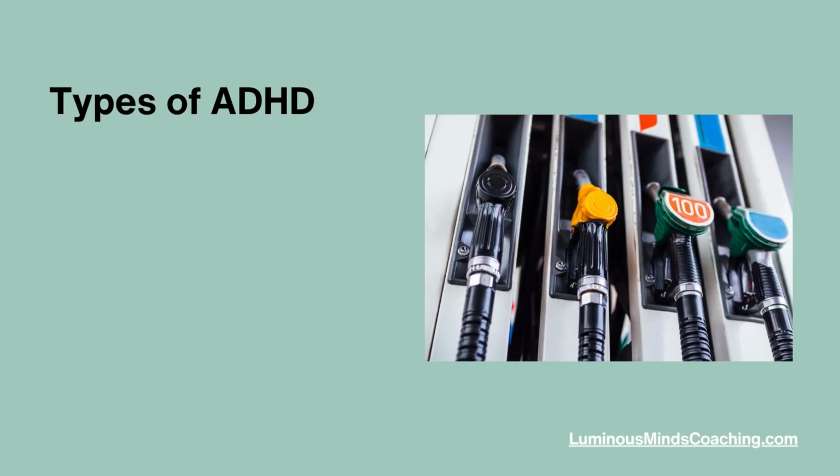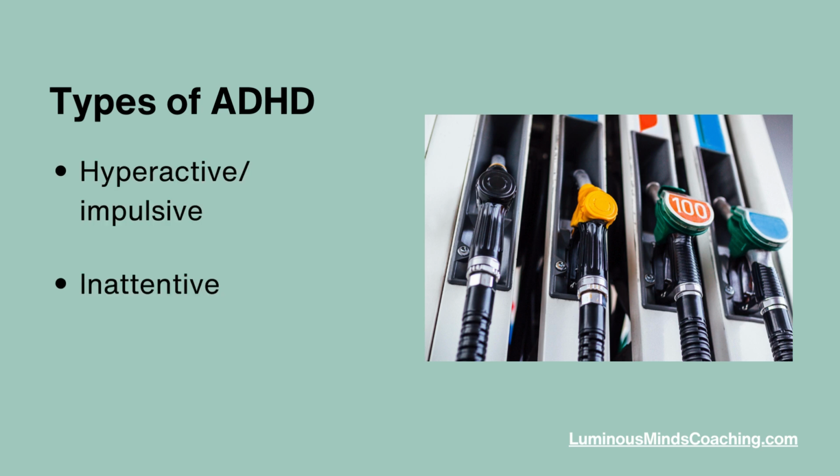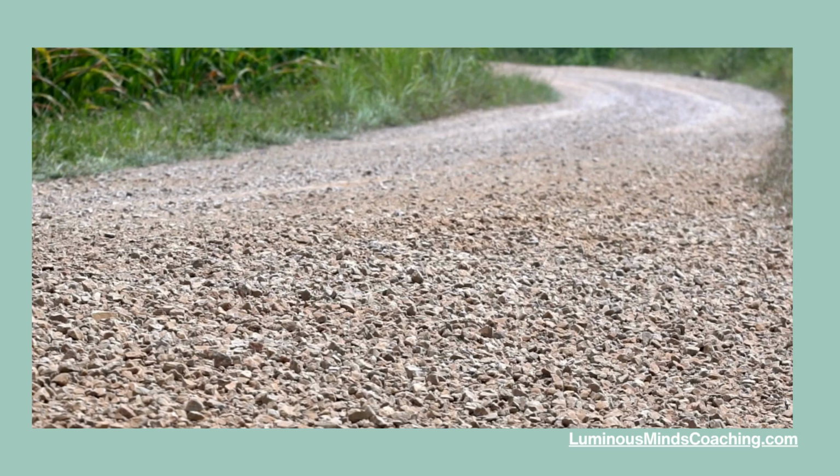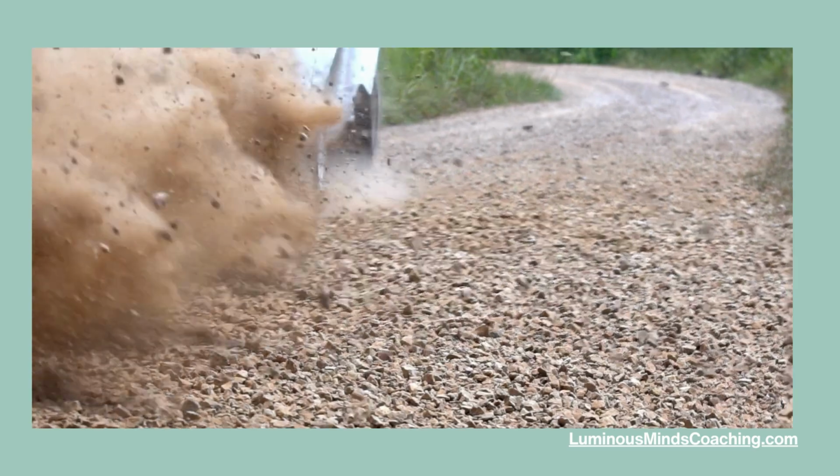ADHD can present in various ways and is classified into 3 main types: hyperactive-impulsive, inattentive, and combined types. Each type has its own set of challenges, but understanding the distinction between them can really help in recognizing the behaviors associated with these particular types, and even in finding strategies that work.